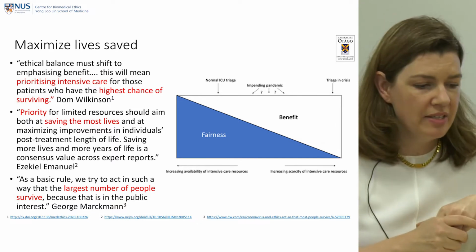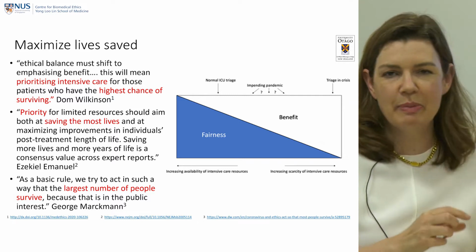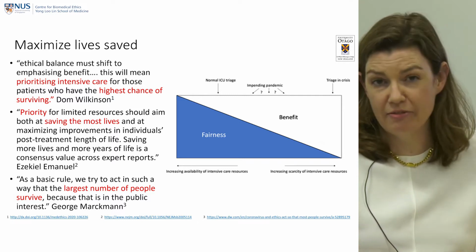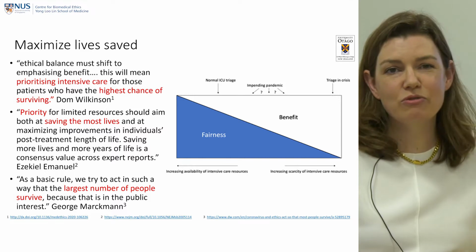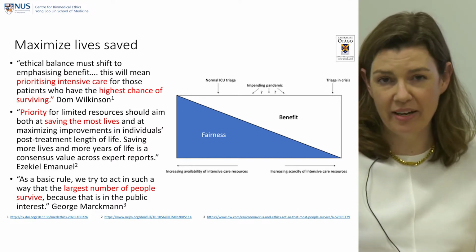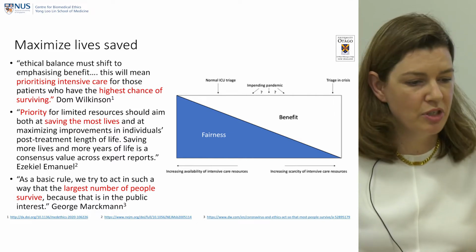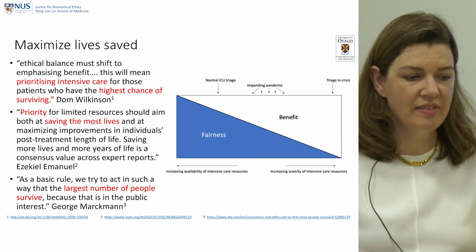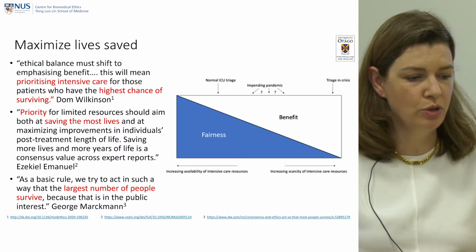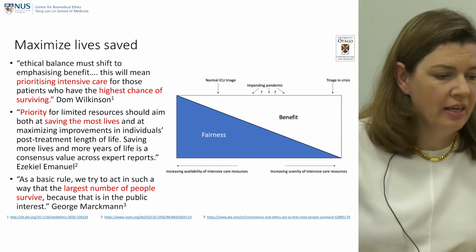The next quote is from a very influential paper by Zeke Emanuel and colleagues. This paper has been cited over 1,500 times, so it was really influential in the global debate around resource allocation. They argued that priority for limited resources should aim both at saving the most lives and at maximising improvement in individuals' post-treatment length of life. So saving lives, but also saving life years.